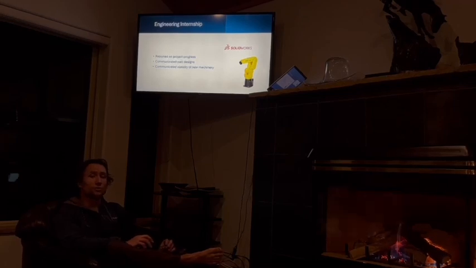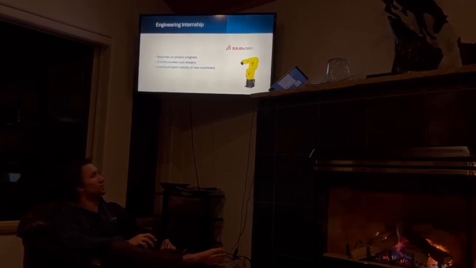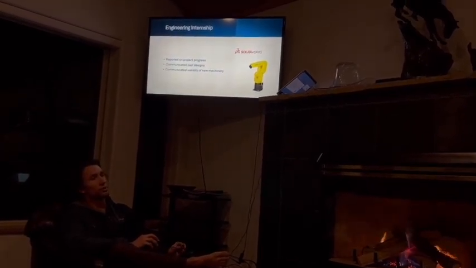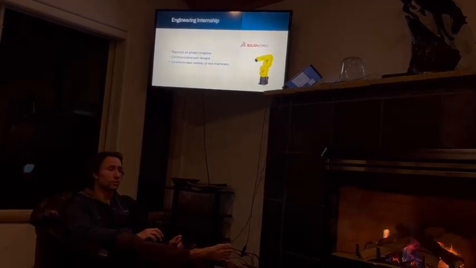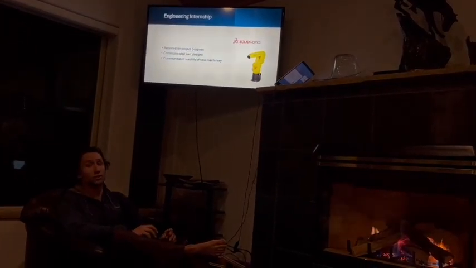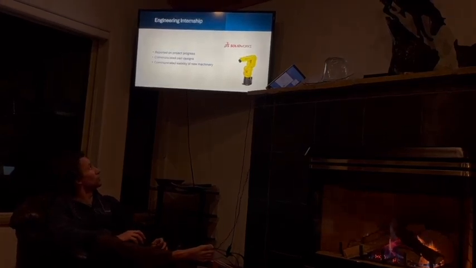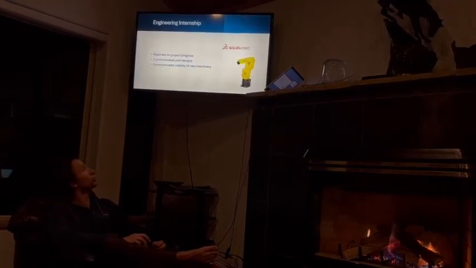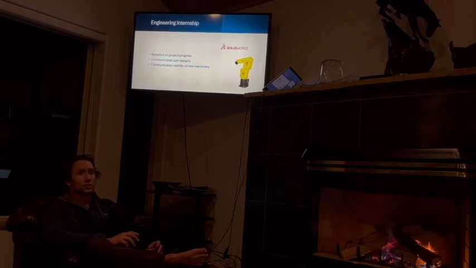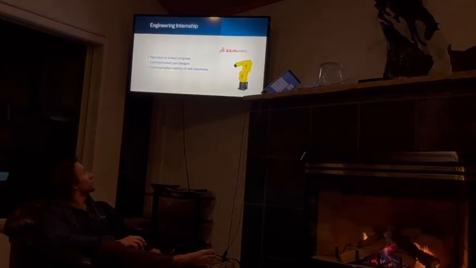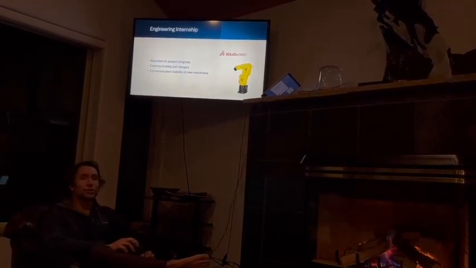So there's a fair amount of communication barrier, especially with different groups of the company that weren't in the automation area. And so in this internship, I reported on project progress. I communicated part designs with SolidWorks and drawings. And then I communicated viability of new machinery.